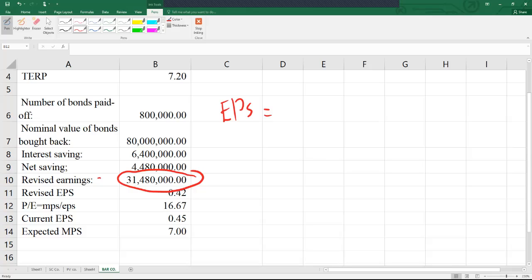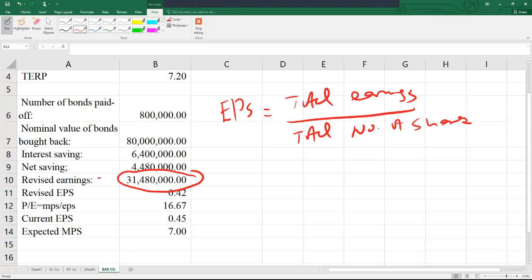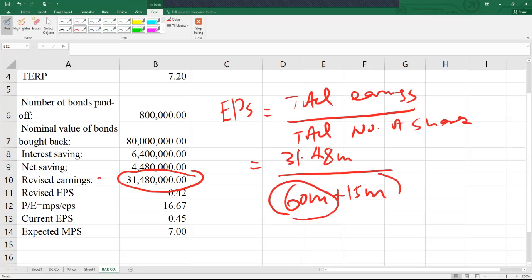It will be equal to the total earnings of the company, divided by the total number of shares. The total earnings of the company are 1.48 (million). The company had 60 million shares as before, plus the new shares issued, 15 million. Clear there? 60 plus 15. These are the old shares, 60 million, and these are the new shares. Yeah, okay. And this gives therefore 42 cents, which we have here.